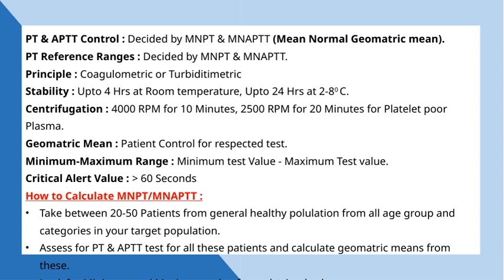Now, how do we calculate the MNPT and MNAPTT? First, we select between 20 to 50 healthy individuals from the general population, covering all age groups and categories relevant to our practice. Then, we perform PT and aPTT tests on these samples. Using these results, we calculate the geometric mean to find our reference point. Next, we identify the minimum and maximum values from this data set. These values help define the acceptable range for our tests in clinical practice. This method ensures that our reference ranges are based on a healthy population, making our test interpretations more accurate and reliable.